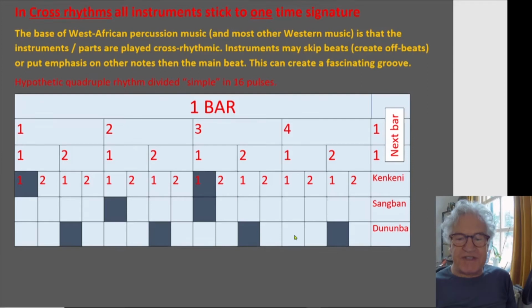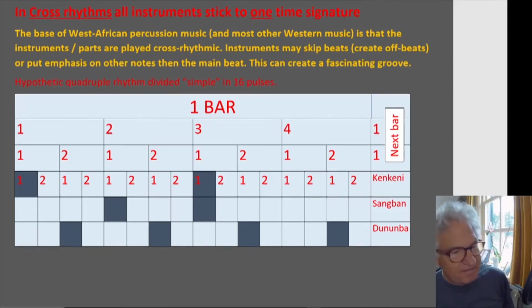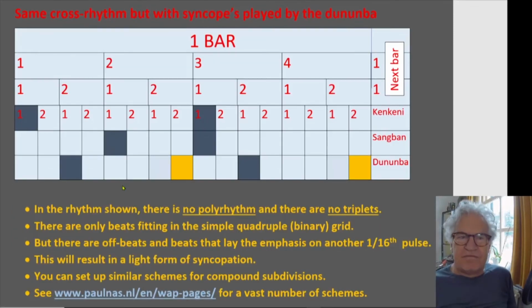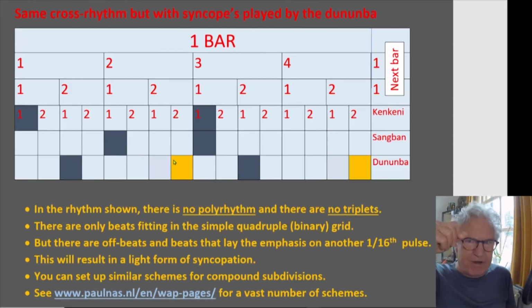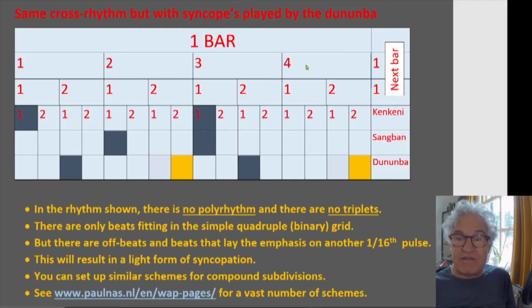So here we have 16 pulses that are in use to subdivide everything. Okay, now I have the same cross rhythm, but with syncopes played by the dunumba. So all this is the same, except that the dunumba plays something. He adds some extra tension, some extra pepper in the rhythm by making a beat on the last of the 16 subpulses of these four main beats.